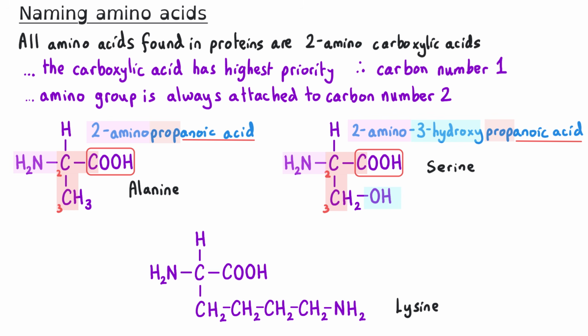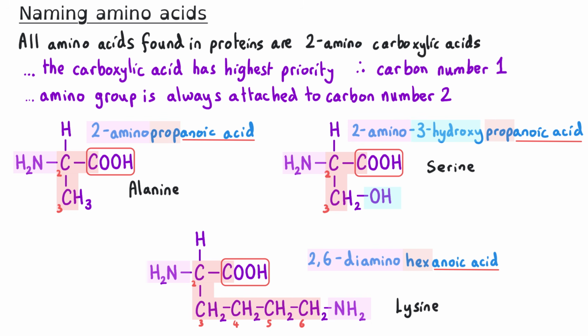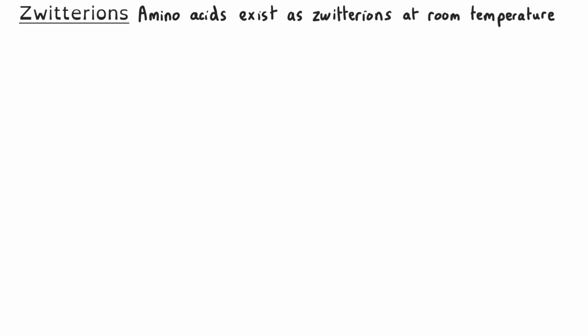As one last example, if we take a look at lysine, the carboxylic acid has a carbon chain length of 6, and so this will be hexanoic acid. This time we have two amino groups attached to this chain. They are in position number 2 and position number 6. And so this would be called 2,6-diamino hexanoic acid.